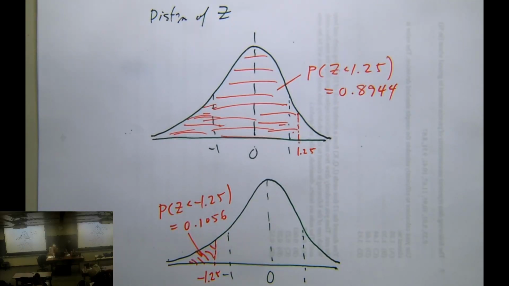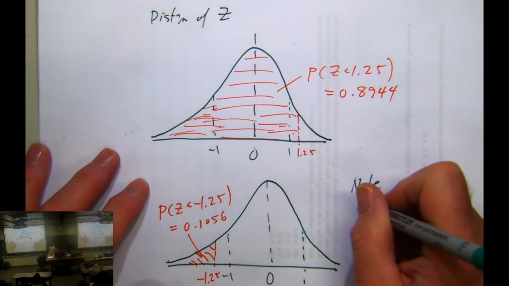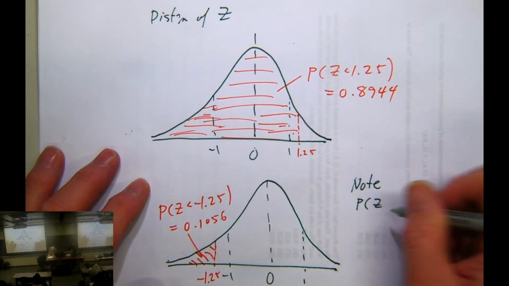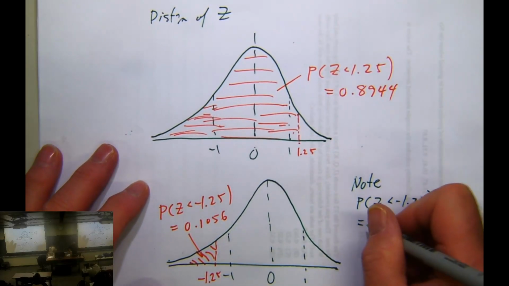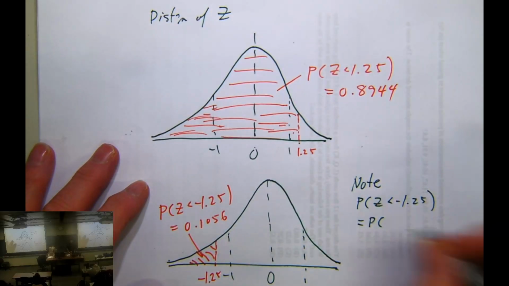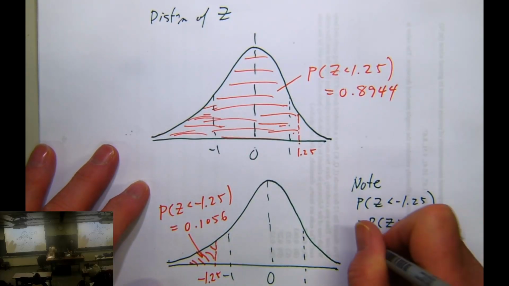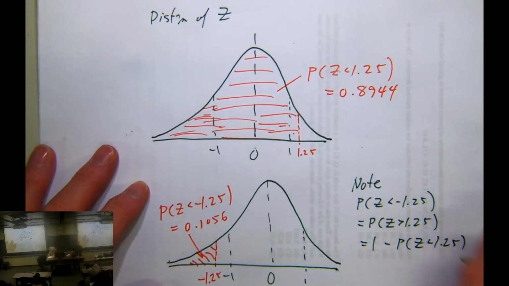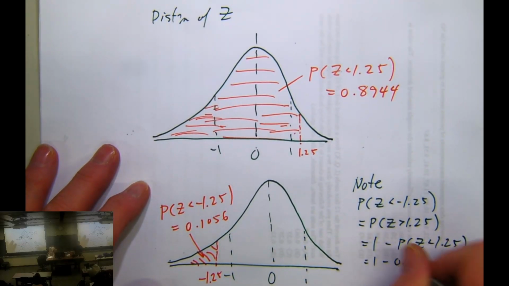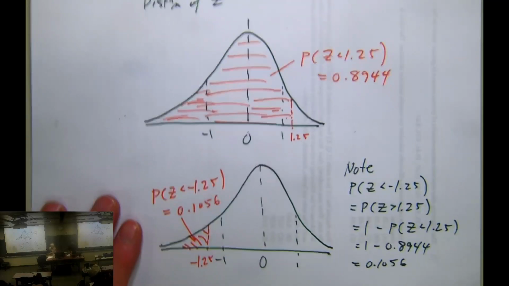Note the probability that z is less than negative 1.25 equals the probability that z is greater than 1.25, which is 1 minus the probability z is less than 1.25. In other words, it was 1 minus 0.8944 equals 0.1056. So there's kind of extra detail in there.